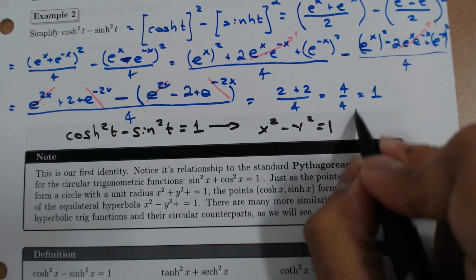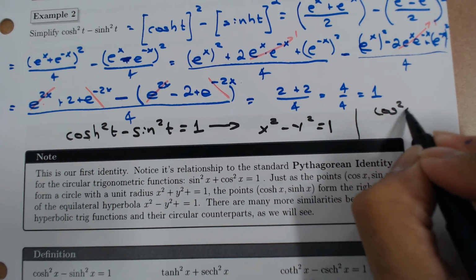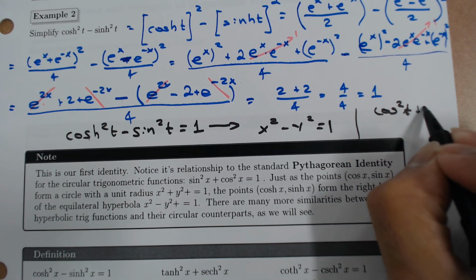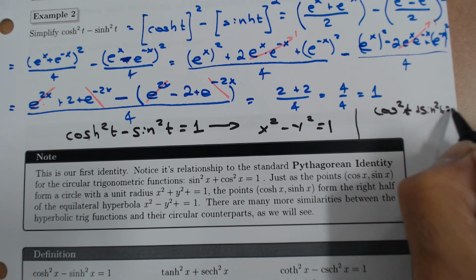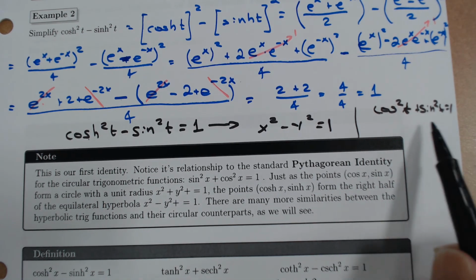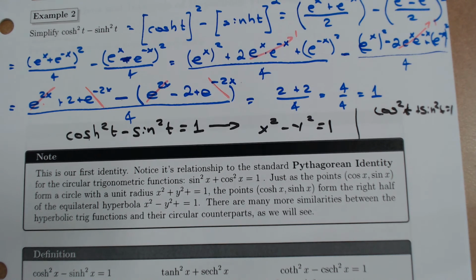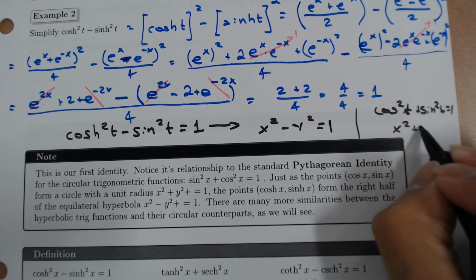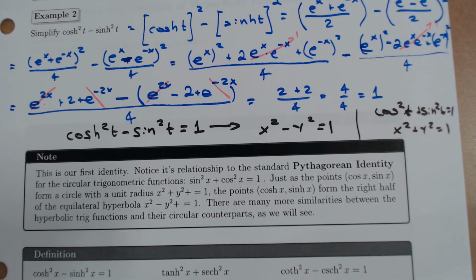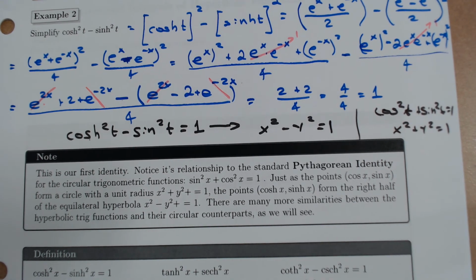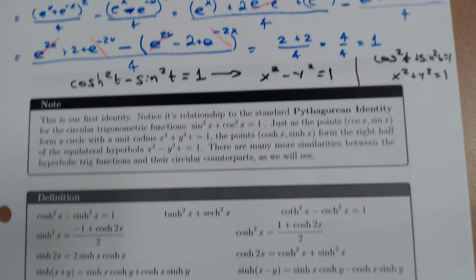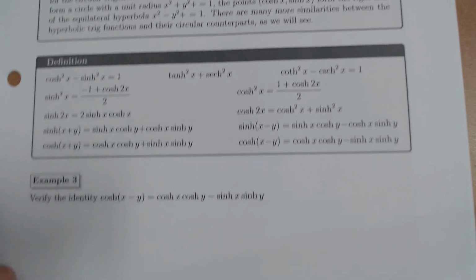In the same way that we define cosine squared t plus sine squared t equals 1, that's the Pythagorean identity for the unit circle, right? That means x squared plus y squared equals 1, circle versus hyperbola. See the connection between the two? All right, so what's next? Of course, let's keep moving on now that we did a little bit of algebra.